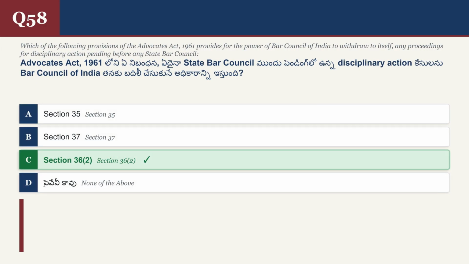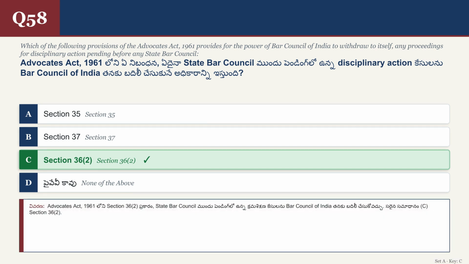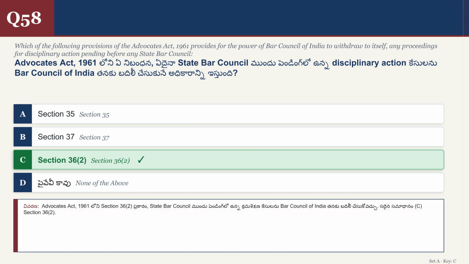Section 36(2) of the Advocates Act, 1961, grants the Bar Council of India the authority to withdraw to itself any disciplinary action proceedings pending before a state bar council. Therefore, Section 36(2) is the correct option.